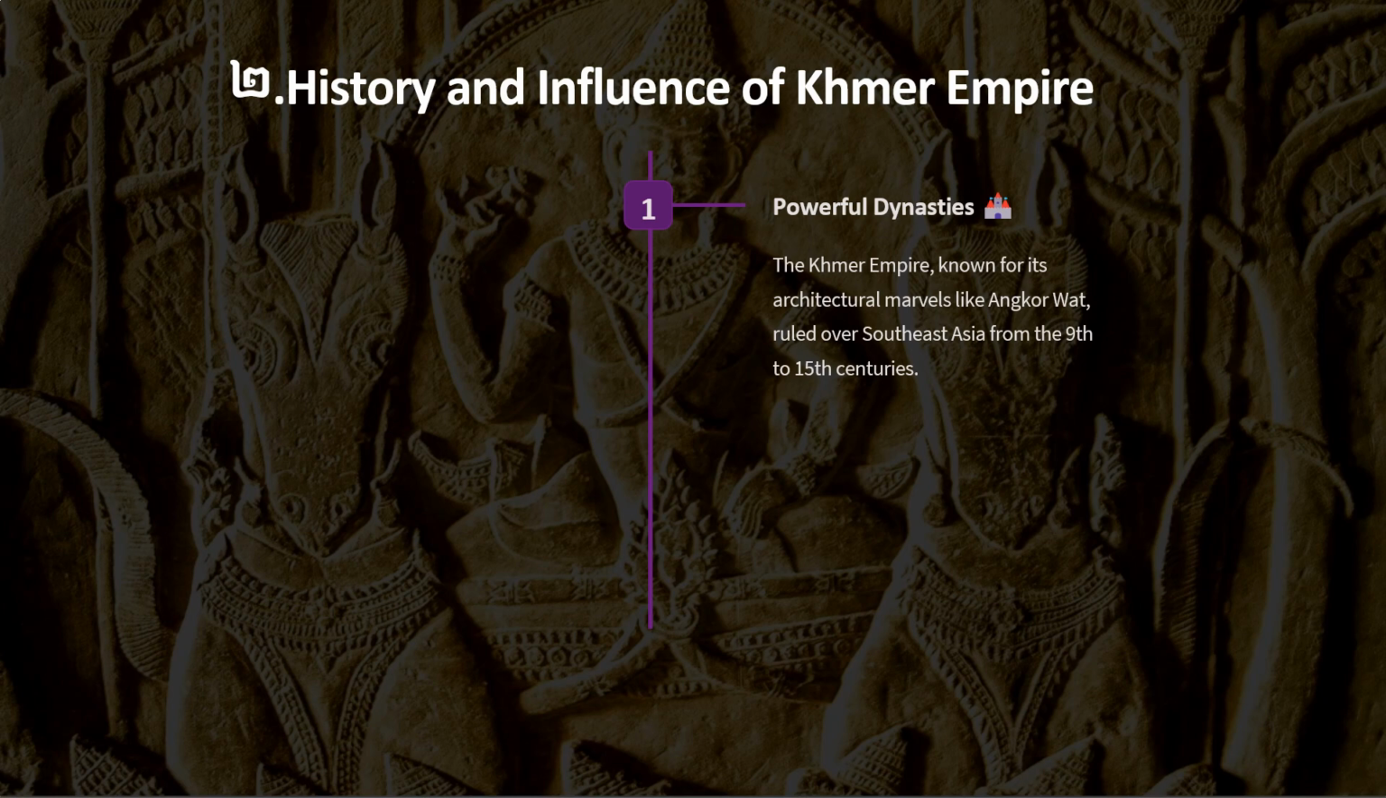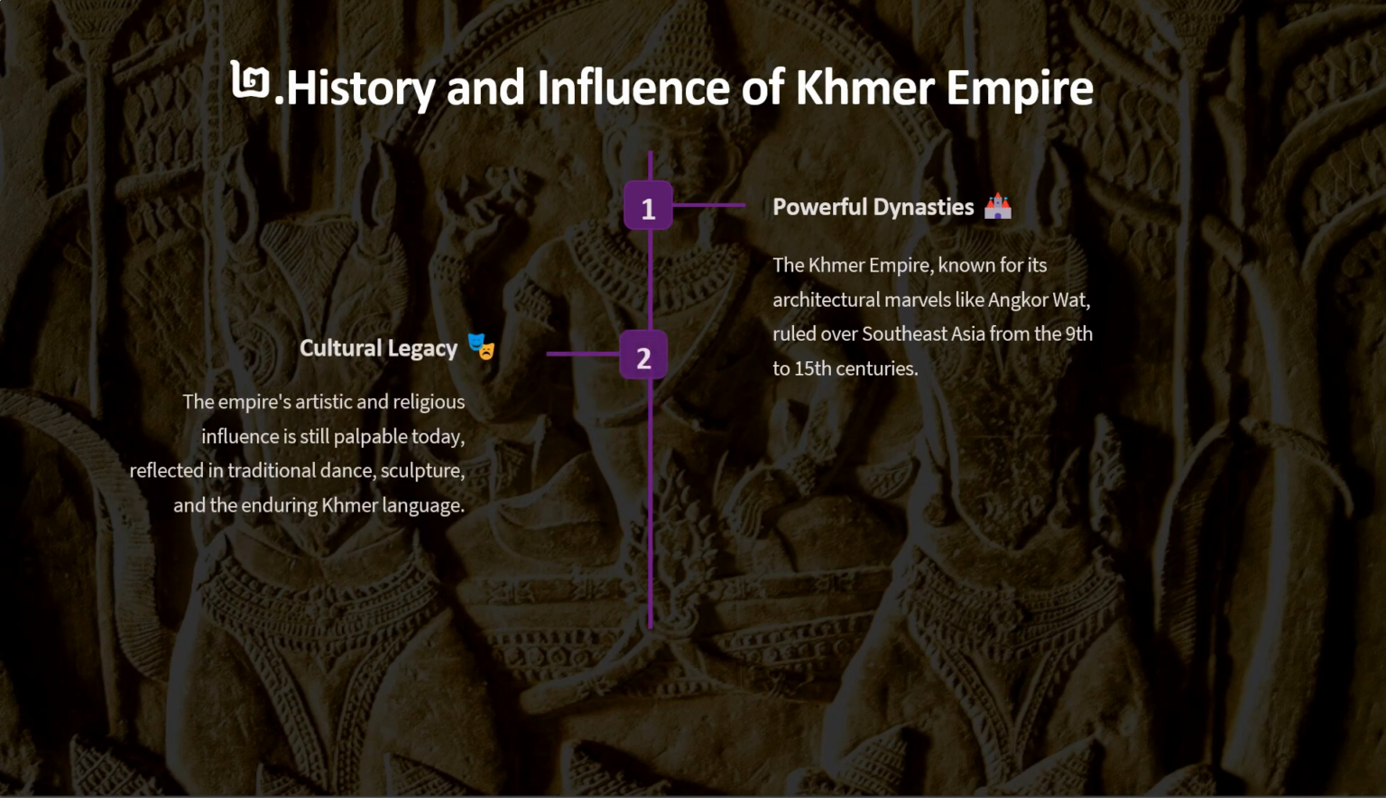Some of the most notable rulers were from 802 CE in the 9th century, and there were many generations of kings. Let's move on to number two, cultural history.